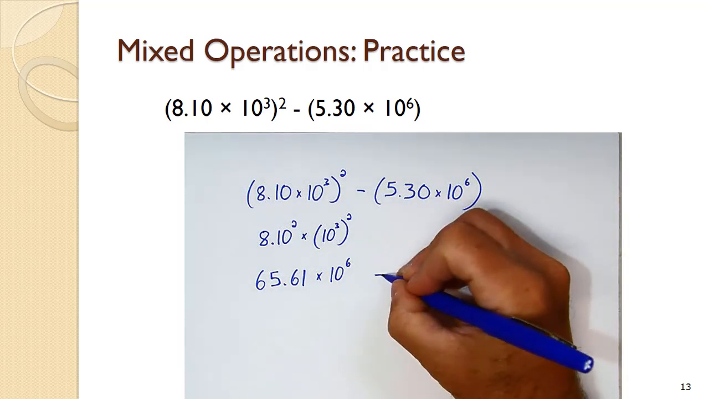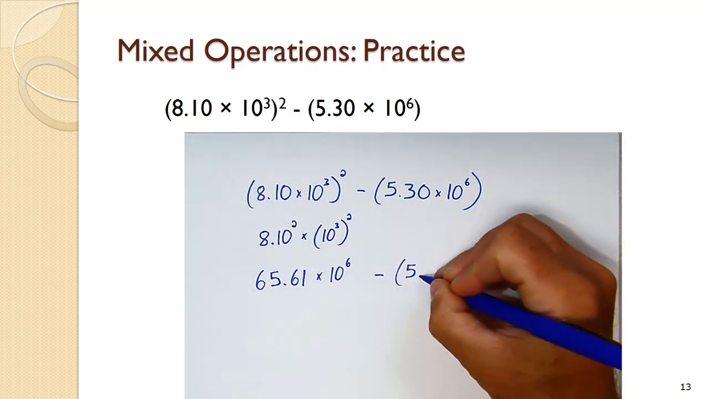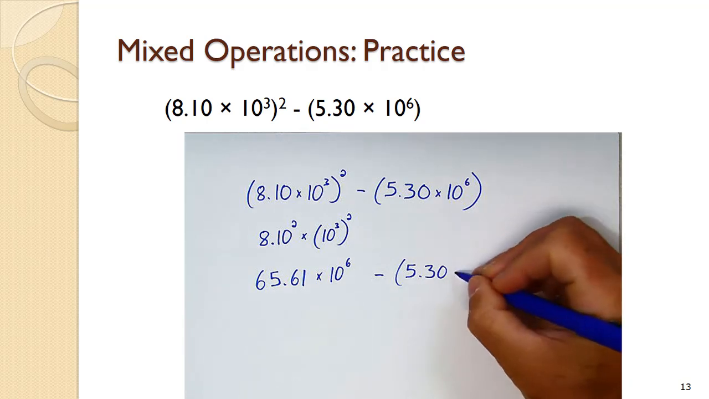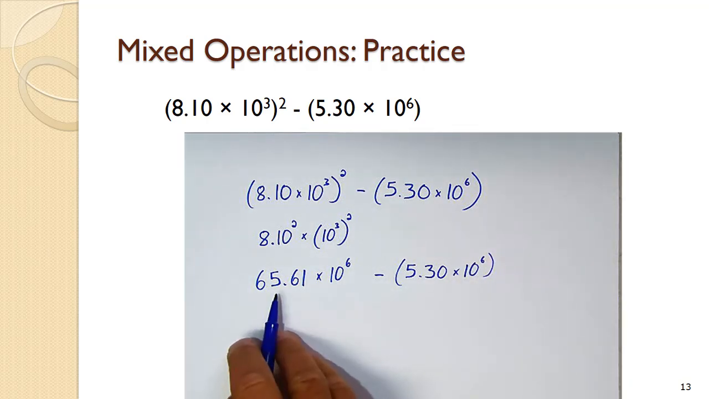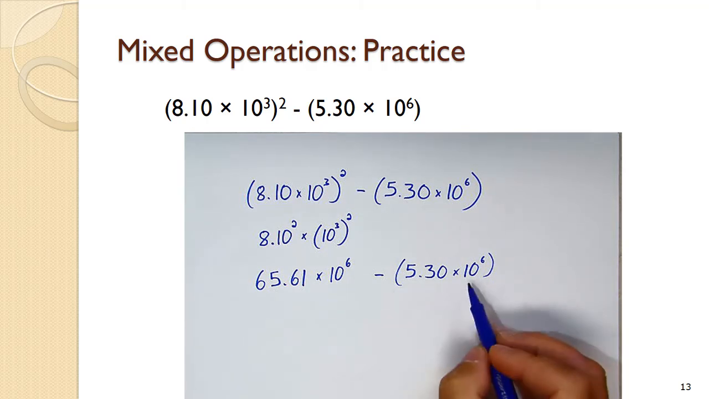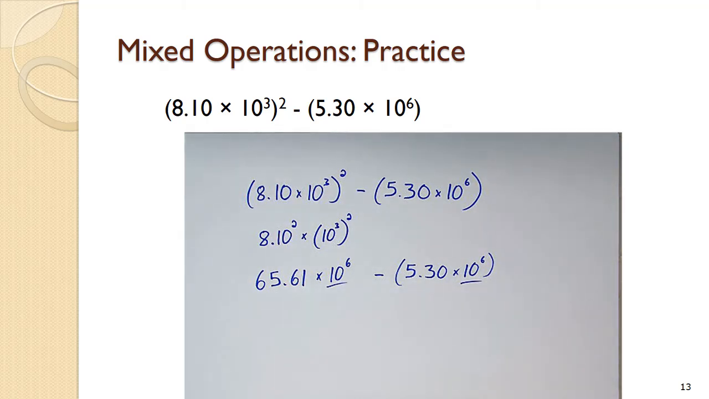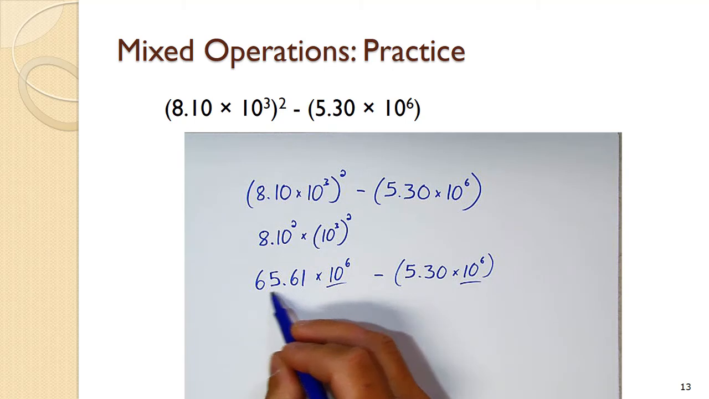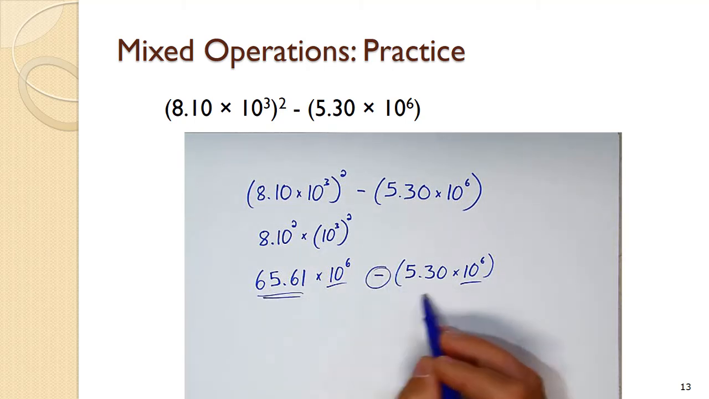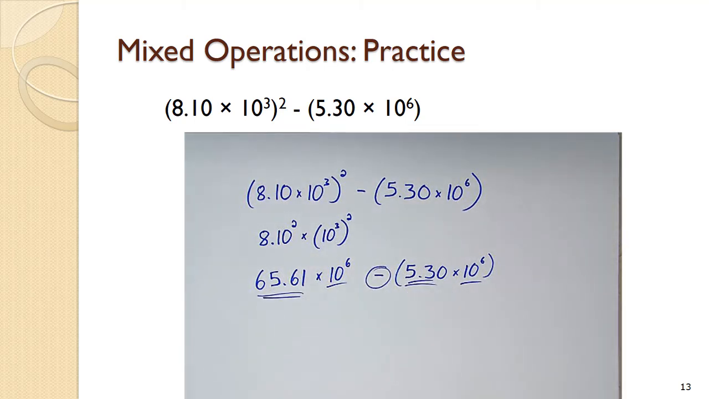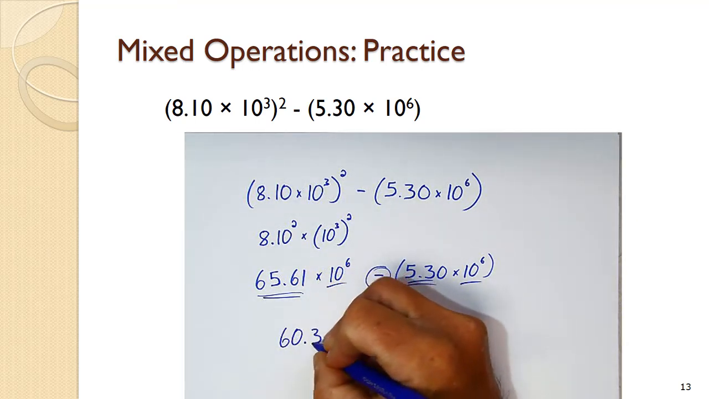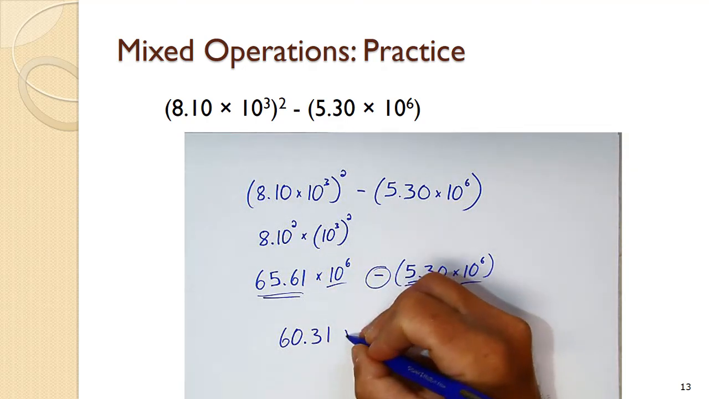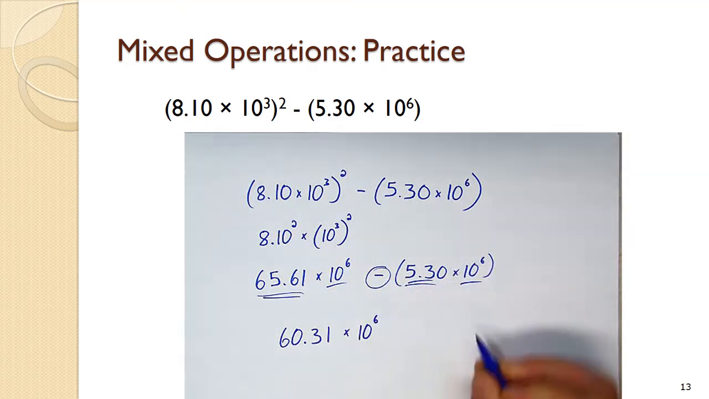And from that, we're going to subtract the 5.30 times 10 to the 6th. Now, usually we don't like it when our coefficient is too big like it is here, but since our powers of 10 match and we need that to be the case, we're just going to leave it alone. 65.61 minus 5.30, that turns out to be 60.31, and those are now 10 to the 6ths.